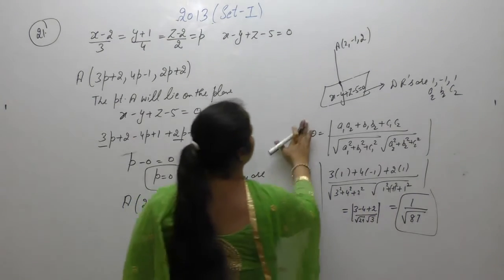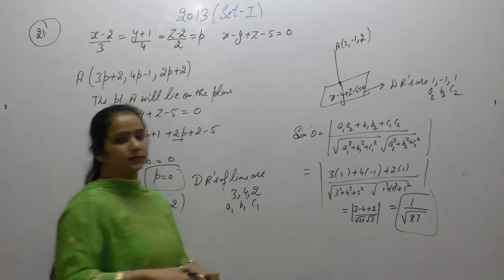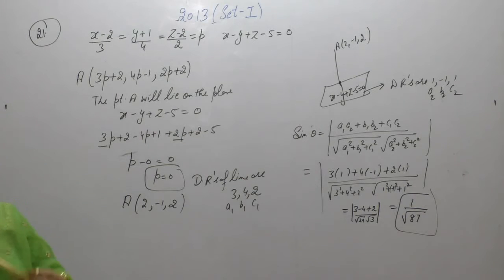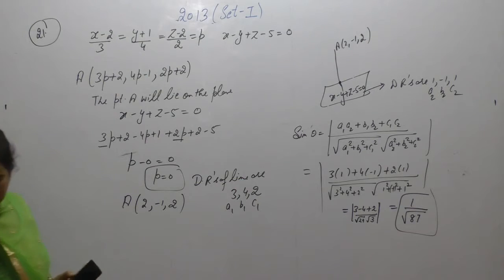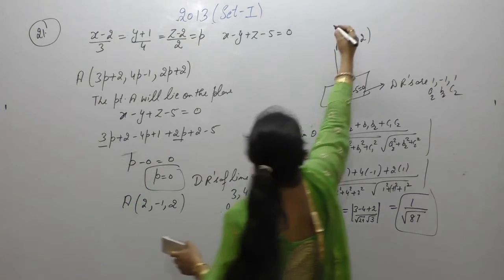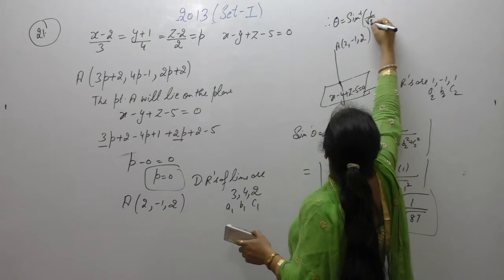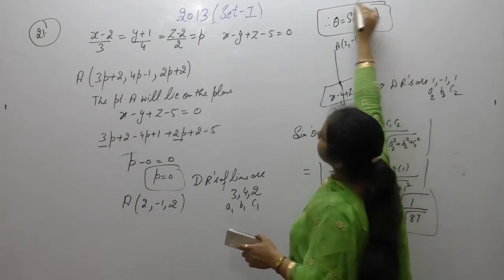Here it is sin theta, not cos. With the cross product, the angle is sin. So we can say that theta is sin inverse. Therefore theta is sin inverse 1 upon square root of 87.